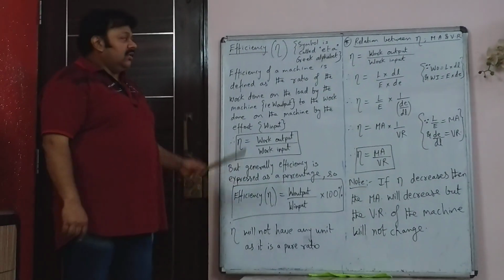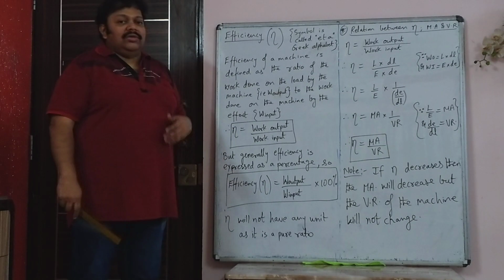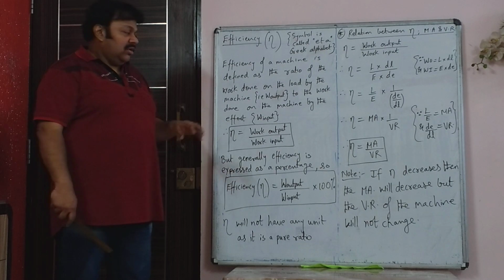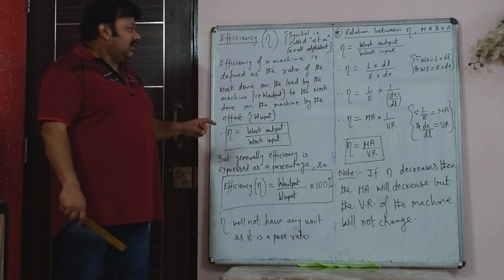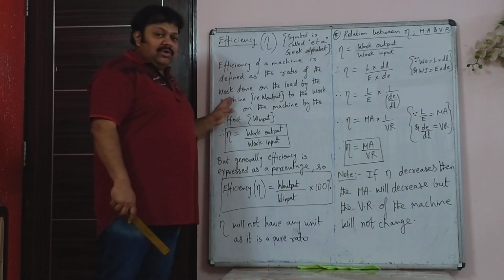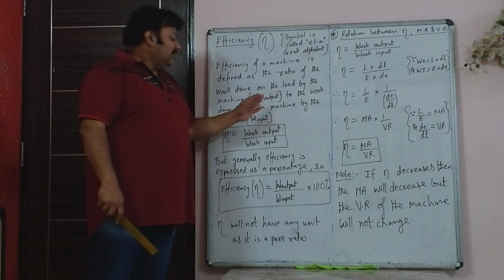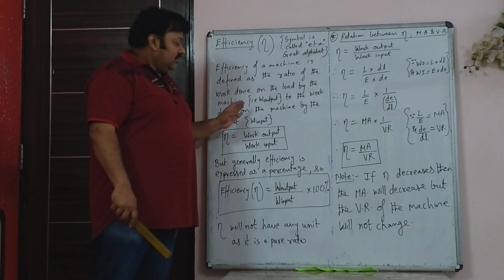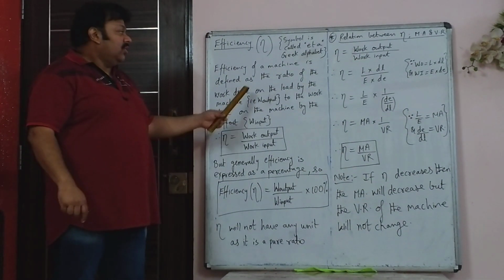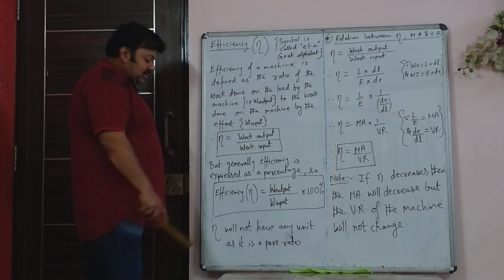We had already seen this, but when you are asked the definition of efficiency, don't just write that it's the ratio of work output upon work input. You explain what is work output. So you write, efficiency is defined as the ratio of the work done on the load by the machine, that is work output, to the work done on the machine by the effort, that is work input. So you have to explain what is work output and work input, and write that it is the ratio of those two, work output upon work input.